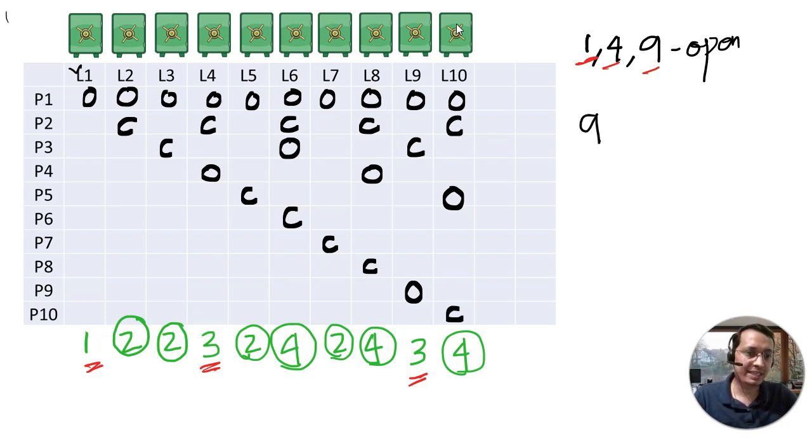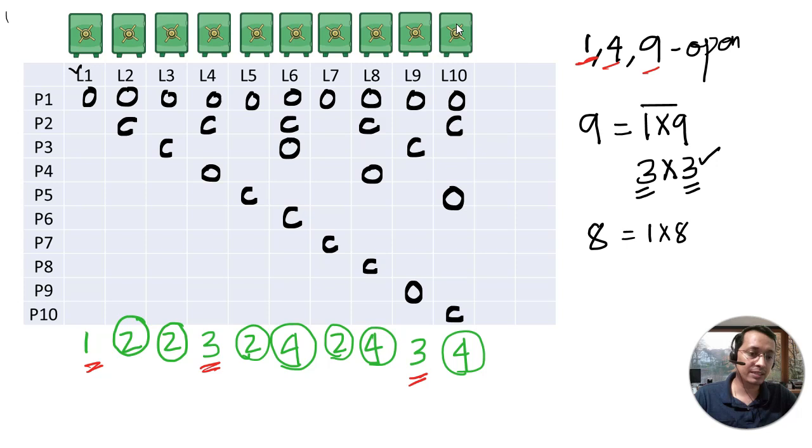Just see the example. 9 is 1 multiplied by 9. Then 3 multiplied by 3 is also 9, right? But here I am multiplying the same number. So there is one pair here, but a single number there. Getting the point? But for any other number, let's say 8: 1 multiplied by 8 is 8, 2 multiplied by 4 is 8. So there are pairs.